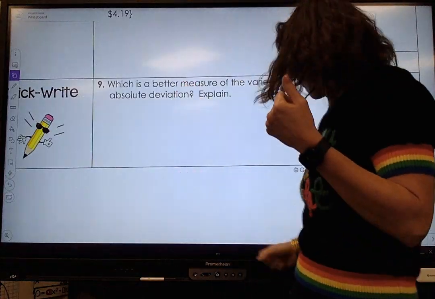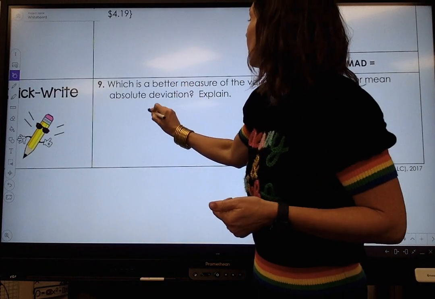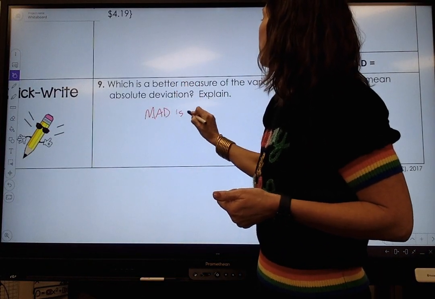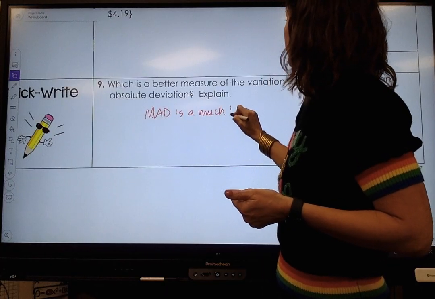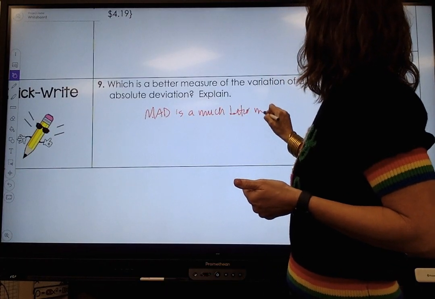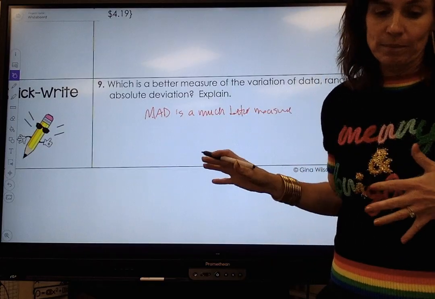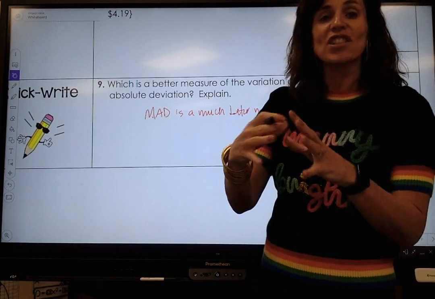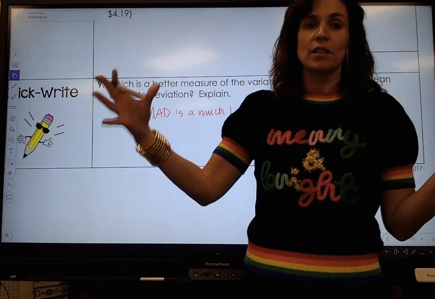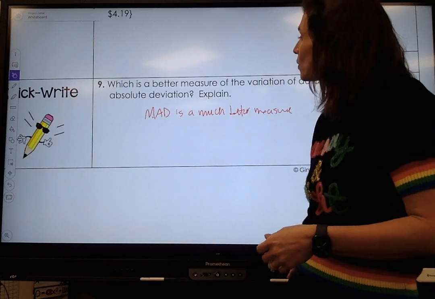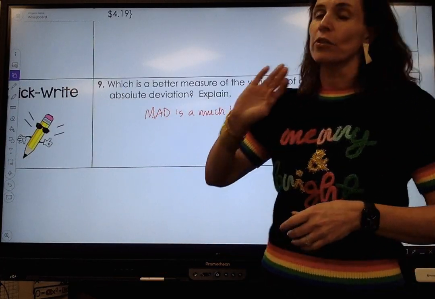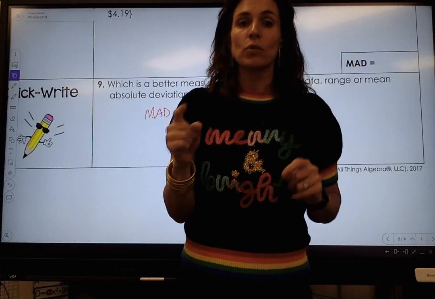So the mean absolute deviation is a much better measure of variation since it takes all the values and their distance from the mean. Okay? So MAD is going to be the best predictor on that one. If you're having trouble computing a MAD score, come and see me.